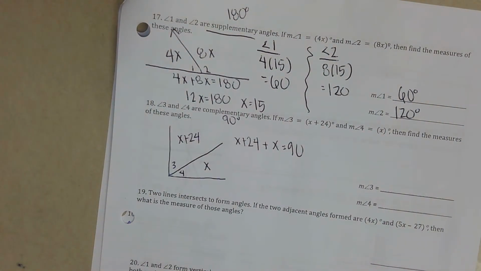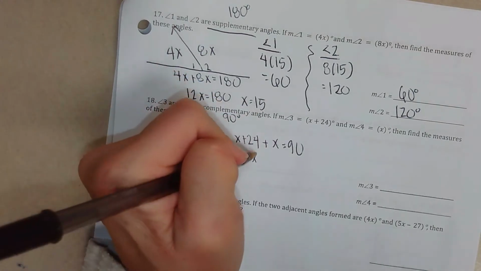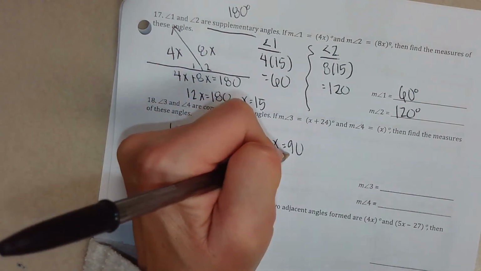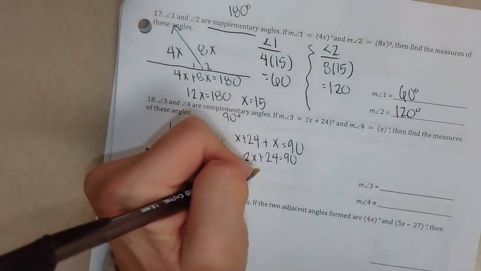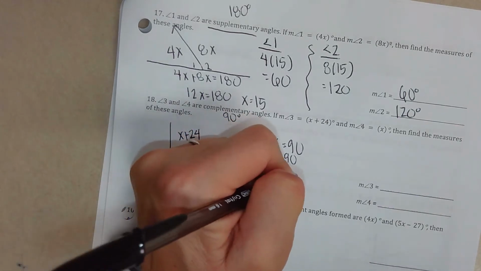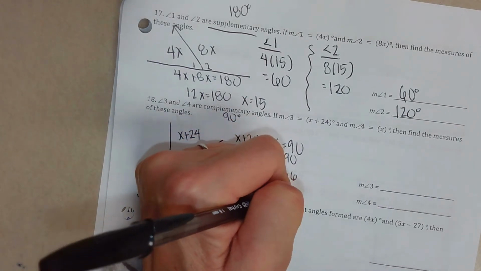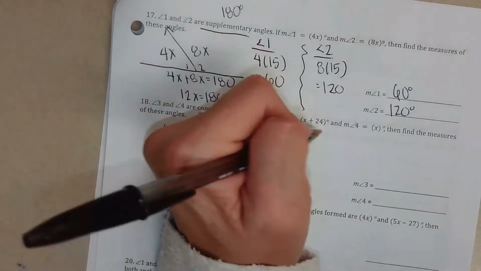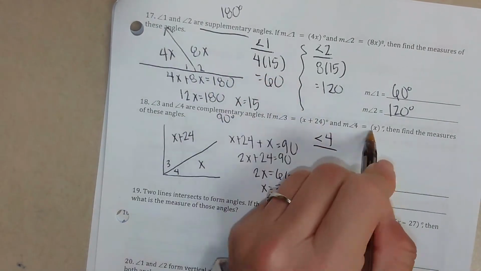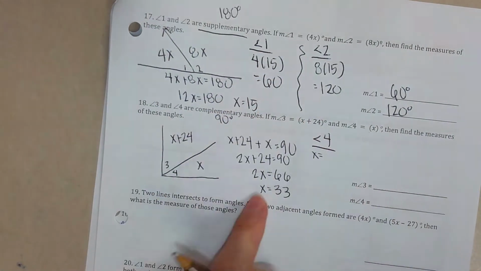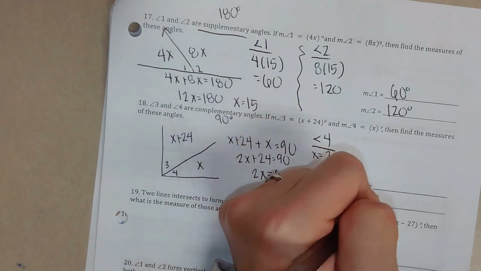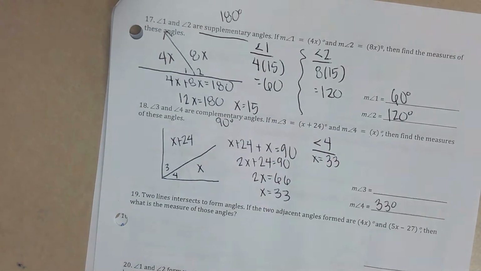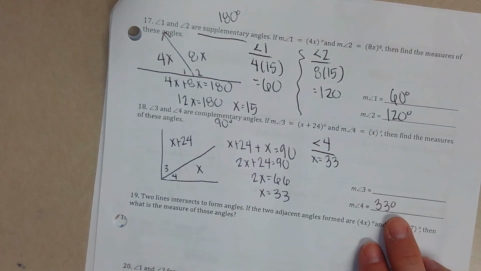So x plus 24 plus x equals 90 degrees. I'm going to combine like terms and get 2x plus 24 equals 90. 2x equals 66 and x equals 33. All right, so I need to find the measure of angle 4 first, which is simply x, and x equals 33. So I know that the measure of angle 4 is 33 degrees.